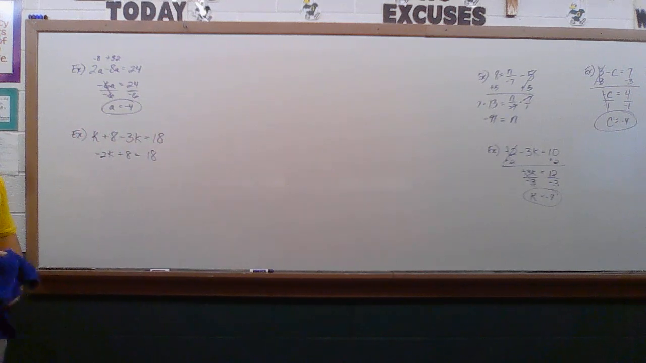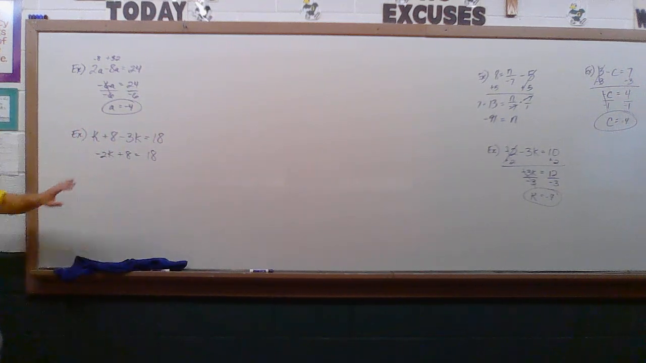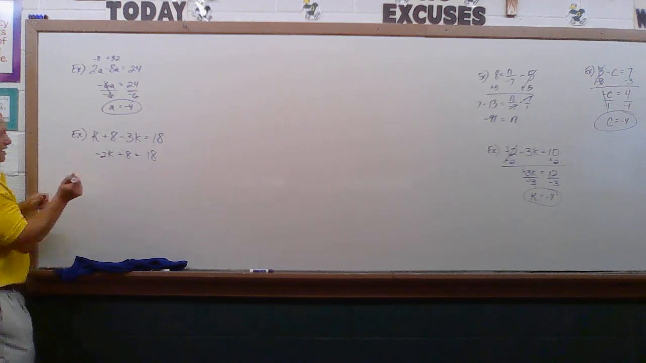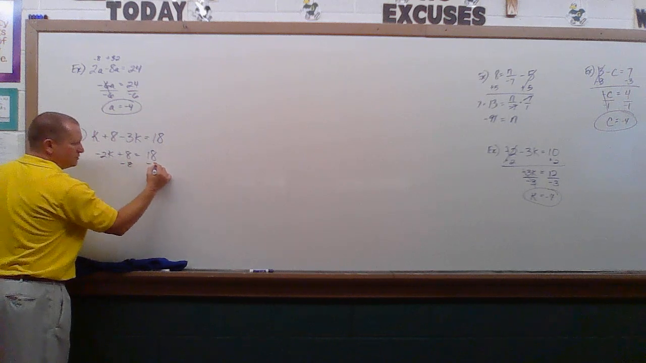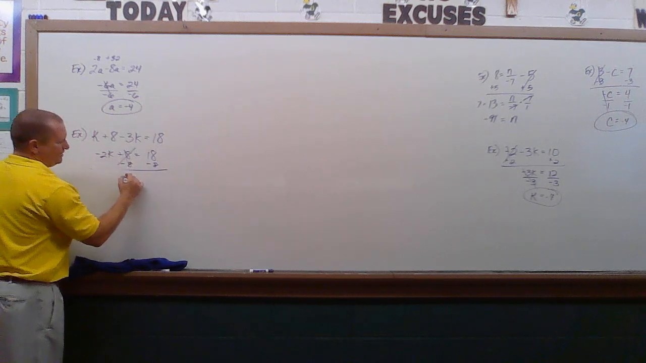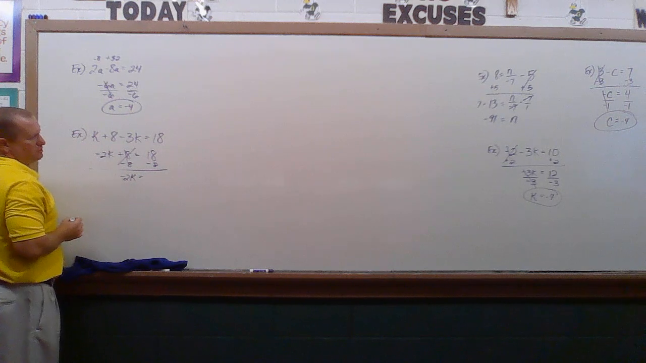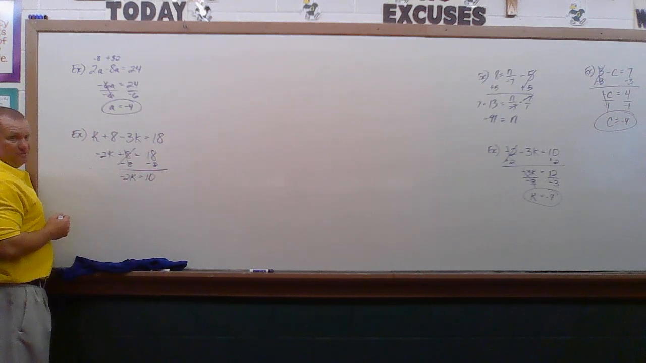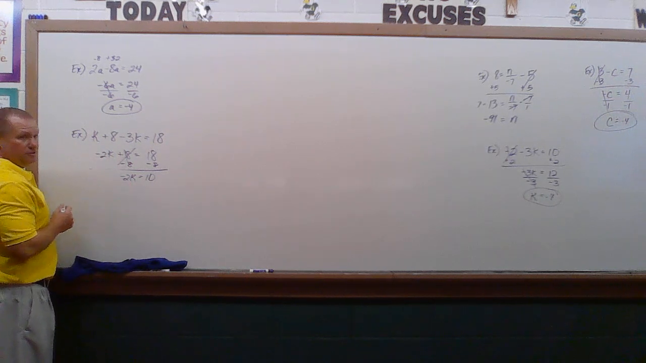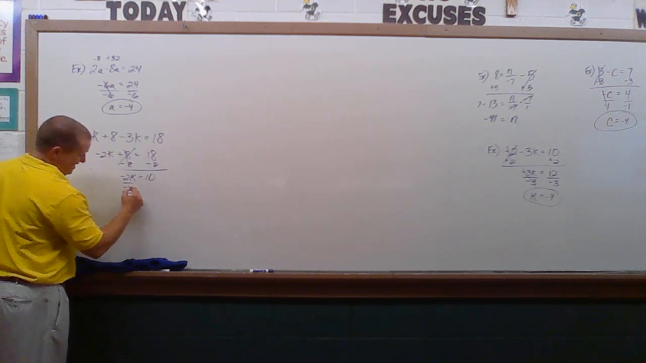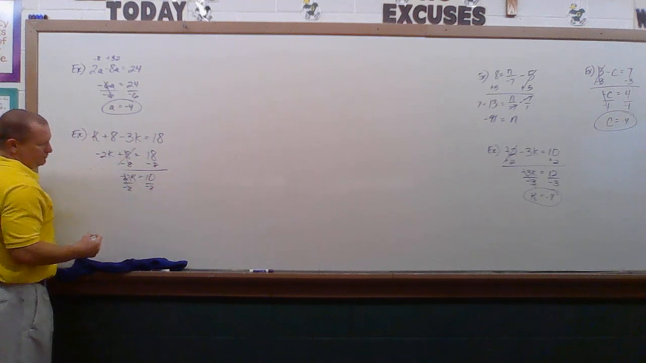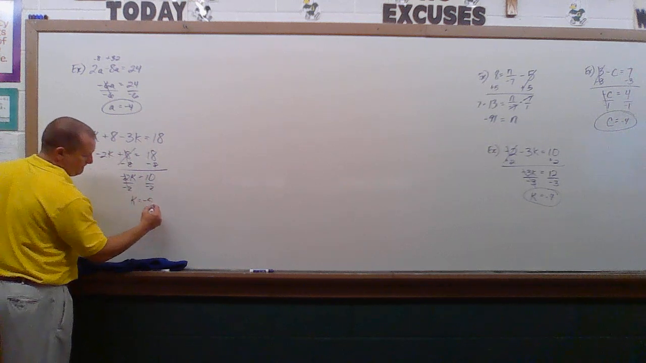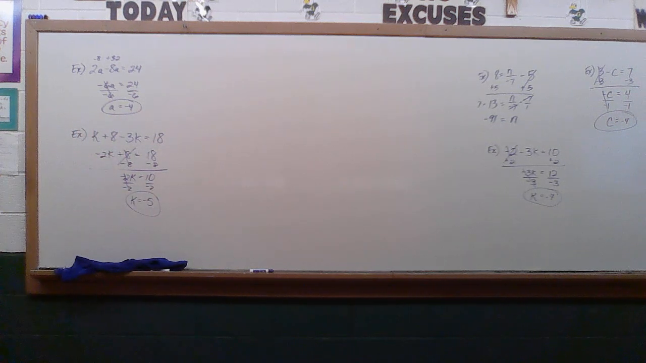On your own? Okay? So, cover up the k. Subtract 8 from both sides. 8's cancel each other out. Negative 2k equals 10. Positive 10. How do I get k by itself? Divide by negative 2. Awesome. Negative 2's cancel out. K equals negative 5.